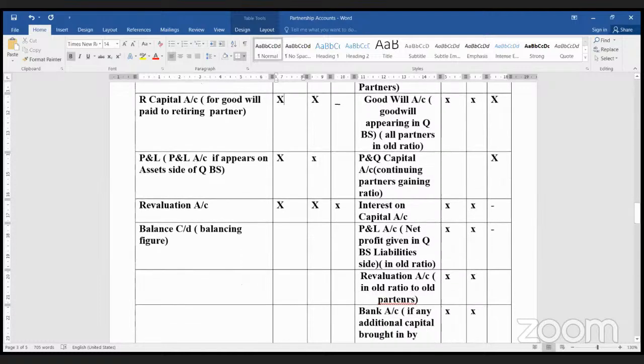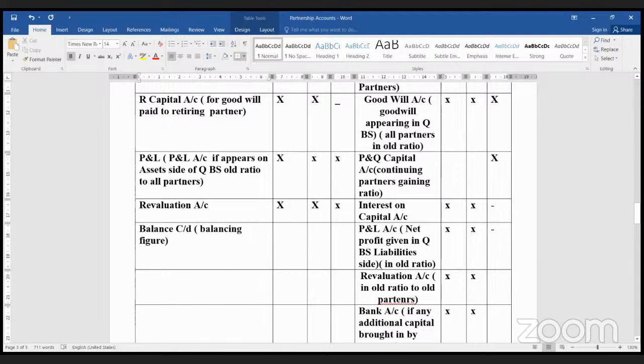The next one is, as usual, whatever I said: if the profit and loss account is appearing on the asset side of the question balance sheet, take it and distribute to all the partners in the old ratio. All partners in the sense including the retiring or death partner. Actually, we should call it deceased.